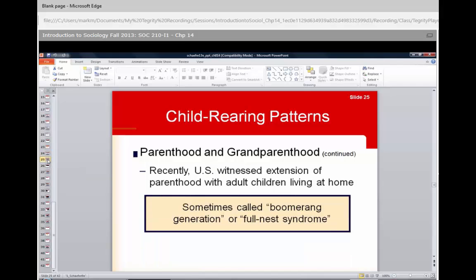All right, now here, just another indication of a change in how people are creating their own households, or the delay in creating their own households. So boomerang generation, or the full nest syndrome as compared to the empty nest. Empty nest is when they leave home and how parents have trouble coping. Full nest is when baby bird refuses to move. Boomerang is they're returning home. So different names for the same phenomenon.